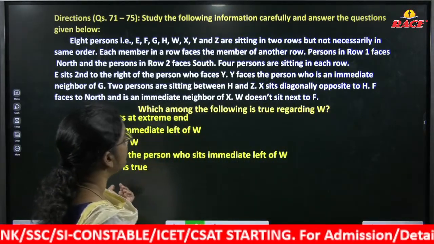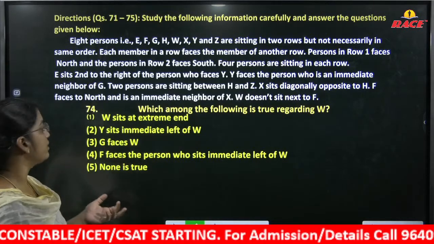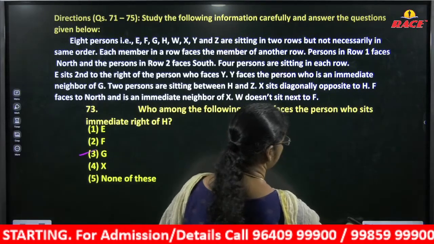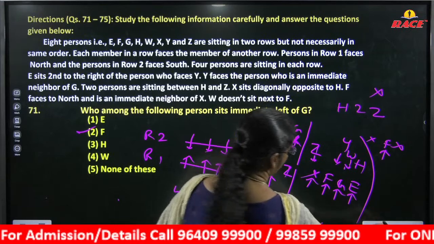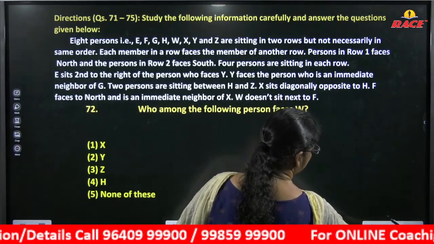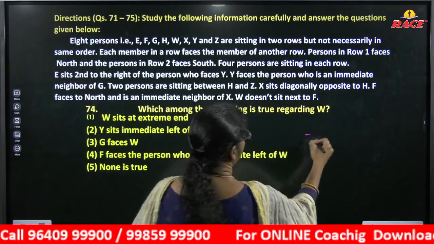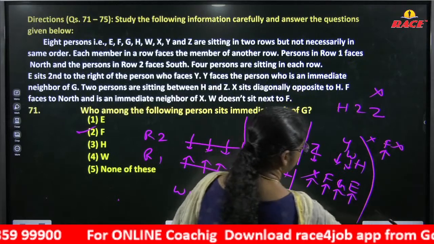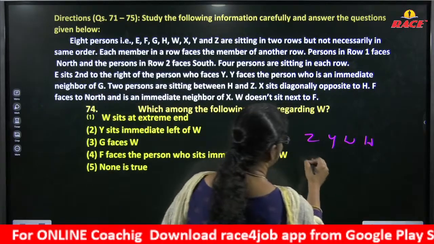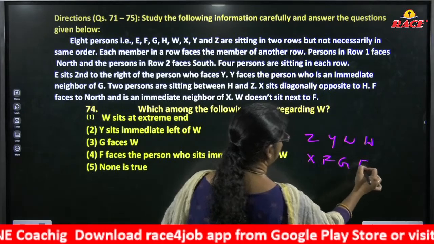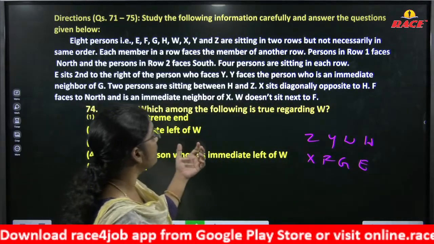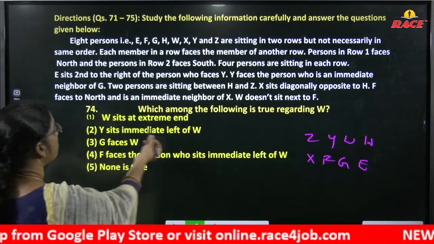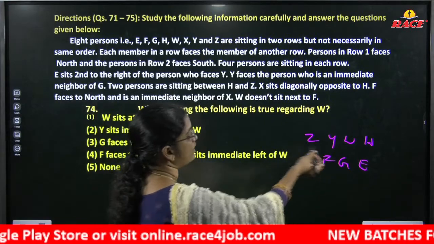Which of the following is true regarding W? W related information. First we have to take that arrangement: ZYWH, and in the first row we have XFGE. So here our question is, which among the following is true regarding W? By using the options, we have to decide which one is correct. W sits at extreme end. No, W is not at the extreme end, so wrong.